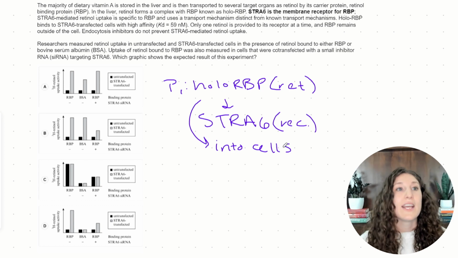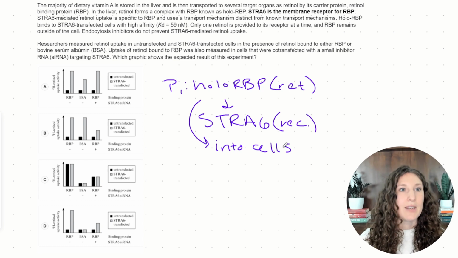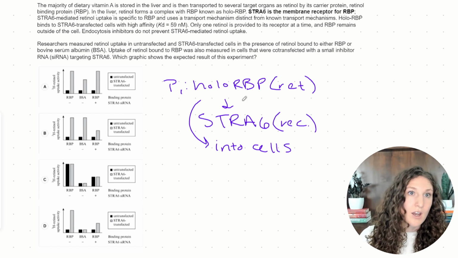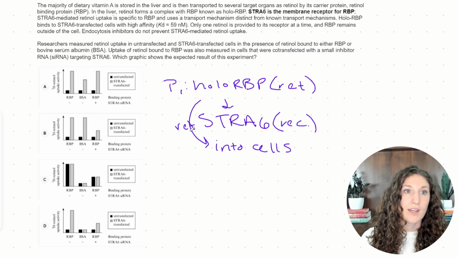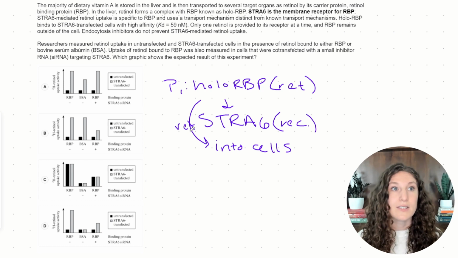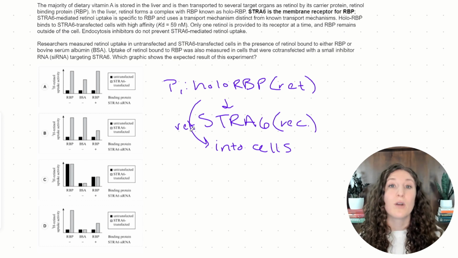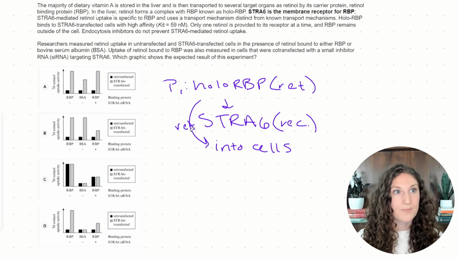And it uses this fancy transport mechanism, right? They're saying it's a unique thing, and it has a high affinity, and only one retinol is allowed to bind at a time, and the RBP stays out of the cell. So it's not the RBP that goes in, it's the retinol that goes into the cells. And then they said endocytosis inhibitors do not prevent this uptake. That's usually a hint if the inhibitor doesn't have an effect. What that means is this is probably not endocytosis. So the receptor is using some other process that's not endocytosis. So far so good. We have some background information.